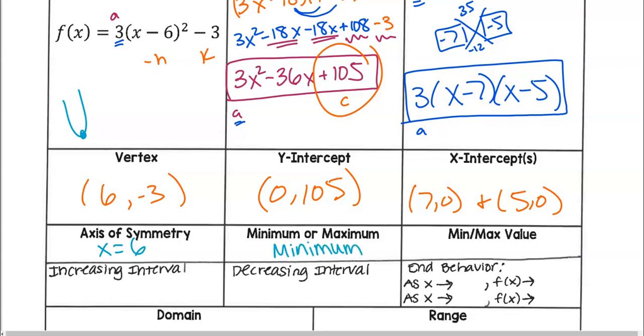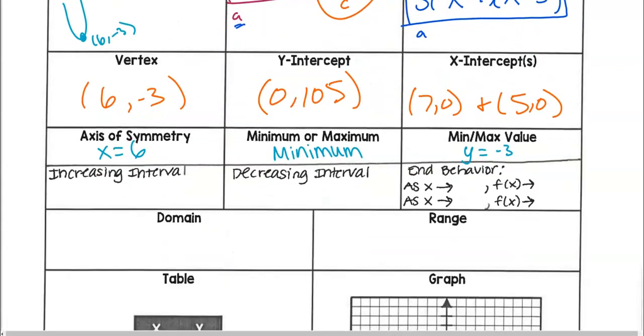Minimum. And what is that minimum y value? Where did 7 come from? Yeah, negative 3. The vertex is the turning point. That's going to be your minimum or your maximum. So the lowest we're going to go is where y is negative 3. We're not going to go any lower, which helps you with your range.